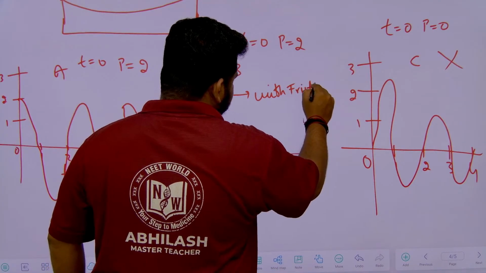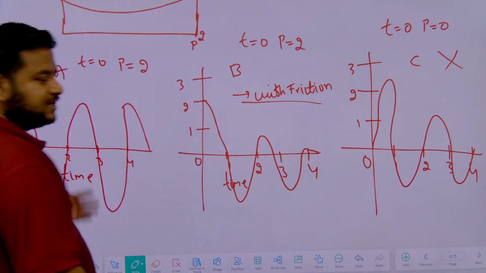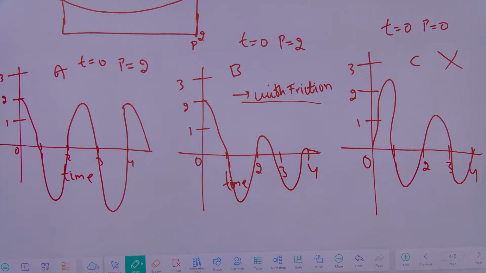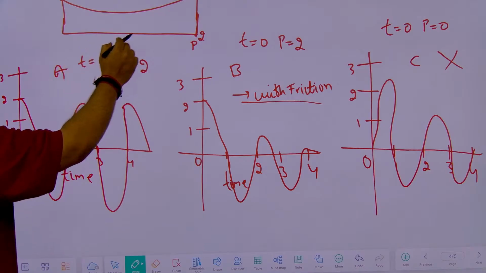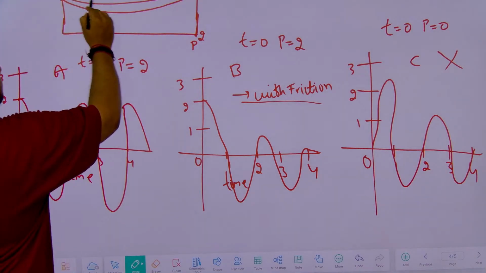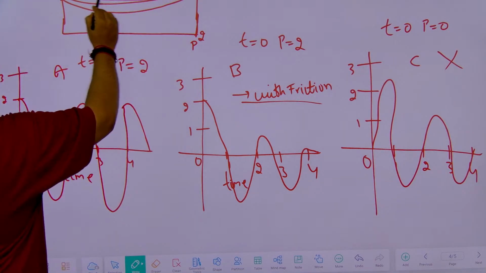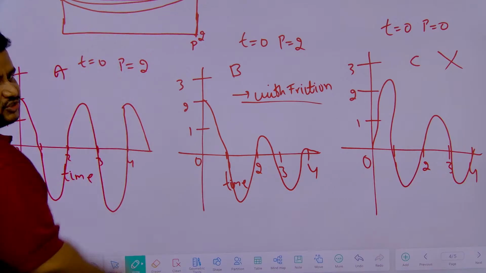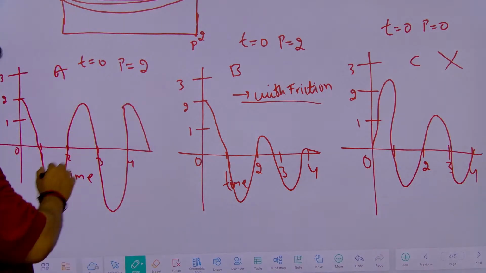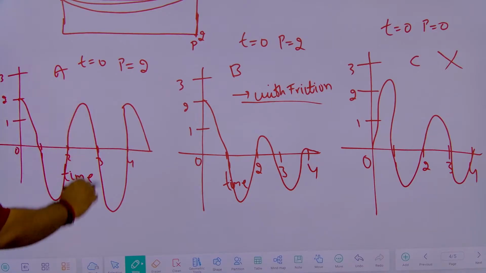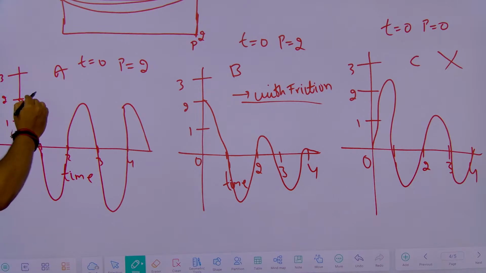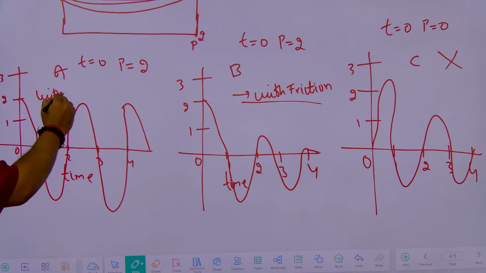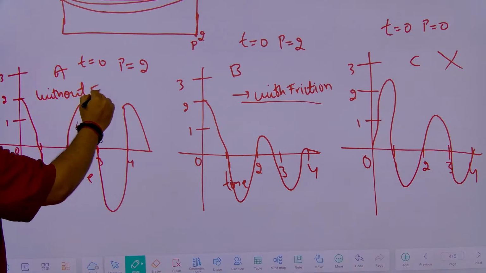What about this? This is a graph without friction. Without friction it will keep going on like this. But with friction it will come down till here, then till here. At some point it has to come to rest. But without friction it will keep on going. Understood? This is without friction.